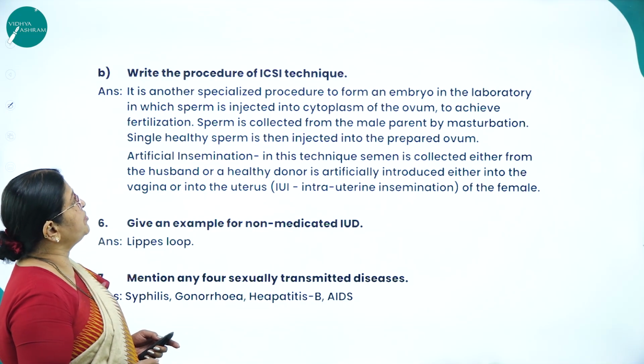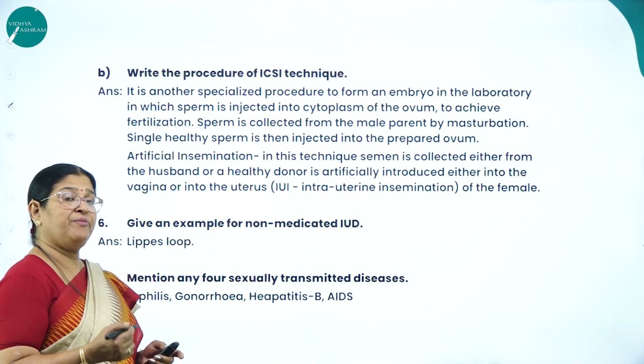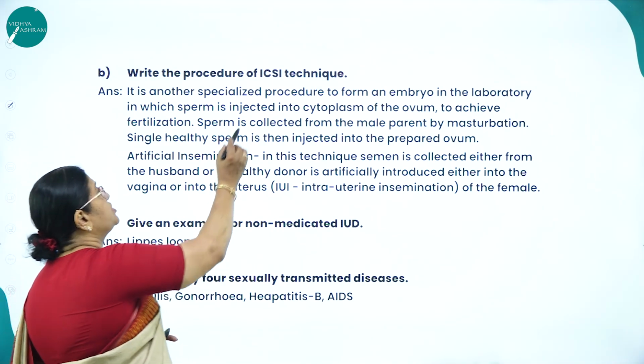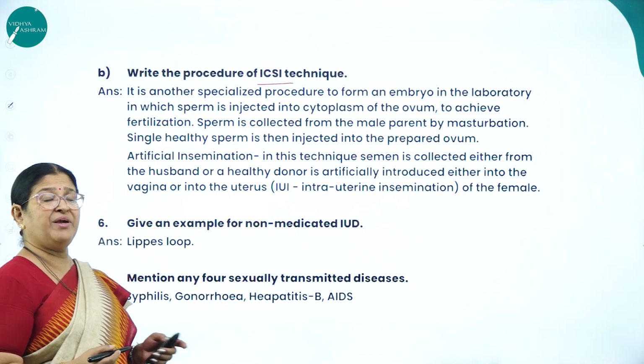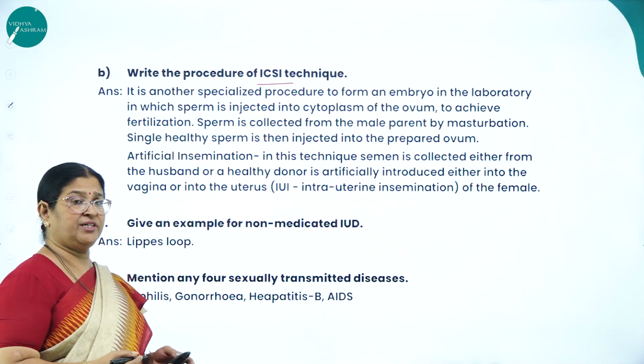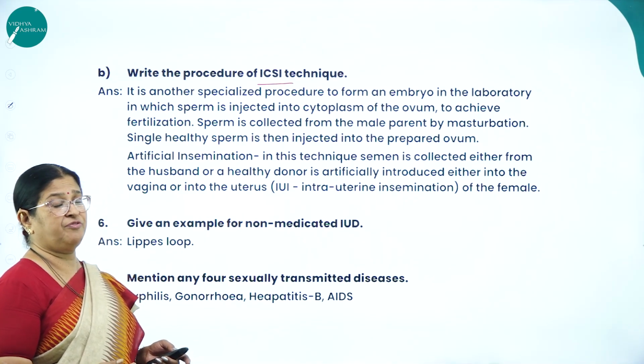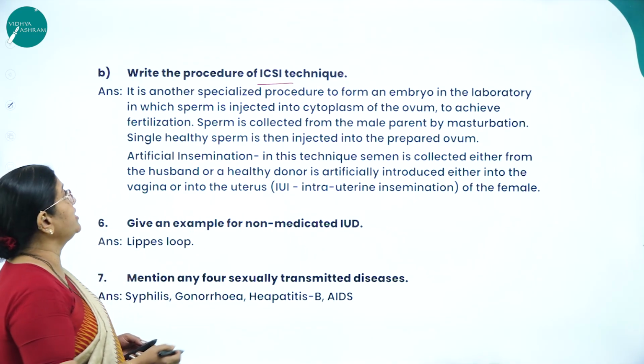Next, write the procedure of the ICSI technique. What do you mean by the ICSI technique? It is also one of the ART, intracytoplasmic sperm injection. Even when the males are not able to produce sufficient sperms, or maybe the female is not able to undergo the process of fertilization, then this ICSI technique is very important.